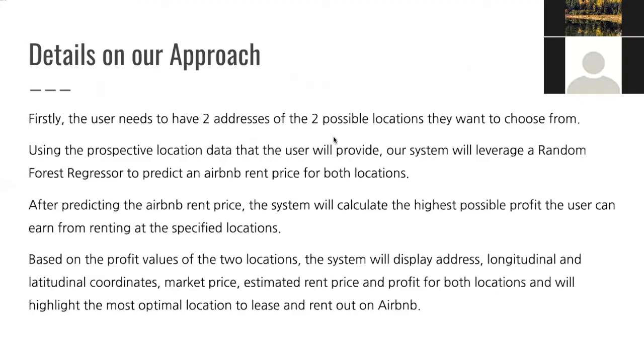First of all, the user just needs to have two addresses of two possible locations that they want to choose between buying. So using this location data that the user is going to provide, our system will leverage a random forest regressor to predict an Airbnb rent price for both of the locations. After predicting this rent price, the system will calculate the highest possible profit the user can earn from renting at the specified locations. Based on these two profit values, the system will display address, longitudinal and latitudinal coordinates, market price, and estimated rent price and profit for both of the locations, and will highlight the most optimal location to lease and rent out on Airbnb.